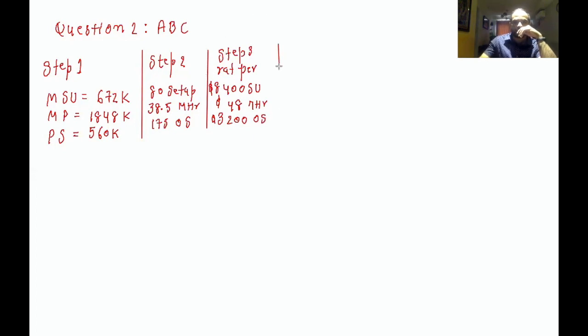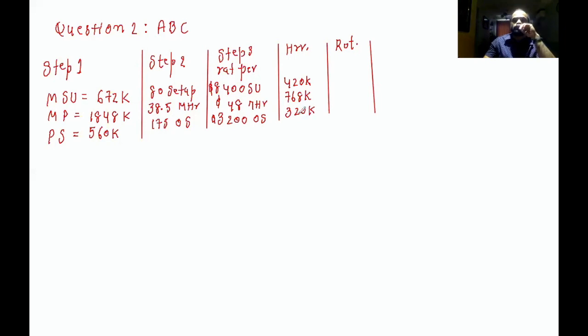Next is step four. Step four, we have two products, which are harrow and rotator. So for harrow, how much is this? 420,000, 768,000, and 320,000, right? Now rotator. That's your step four.